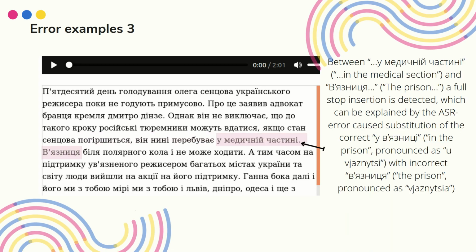The last error is a full stop insertion. This could be explained by an error produced by the speech-to-text conversion process. Meanwhile, the punctuation restoration is robust to other speech recognition errors and still produces the correct punctuation mark.